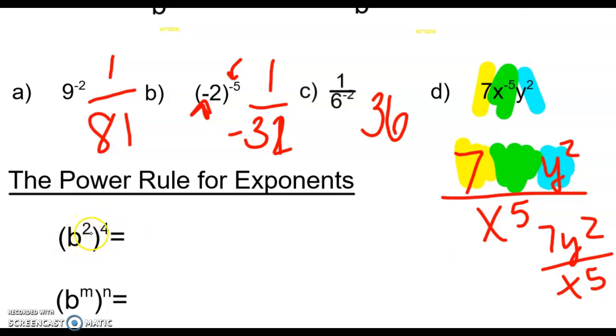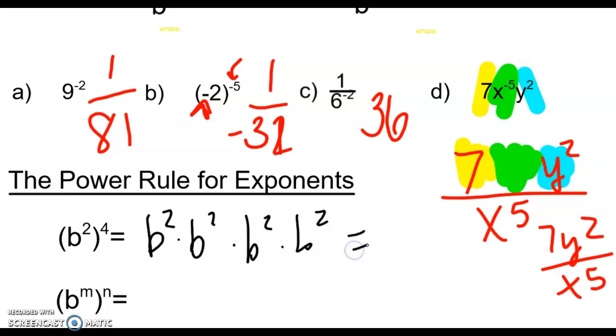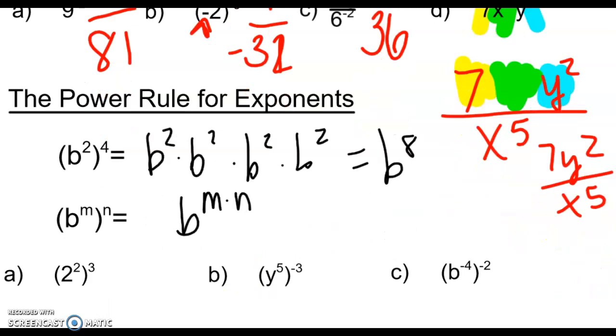Power rule. Power to a power, you end up multiplying the powers. I'll show you that cute little graphic that we did when you were younger that will help you remember all of this. So that's like b squared times b squared times b squared times b squared, which gives you b to the 8th. Because of the repeated multiplication, you end up multiplying those exponents. So b to the m to the n power gives you b to the m times n power. There's your cute little rule.